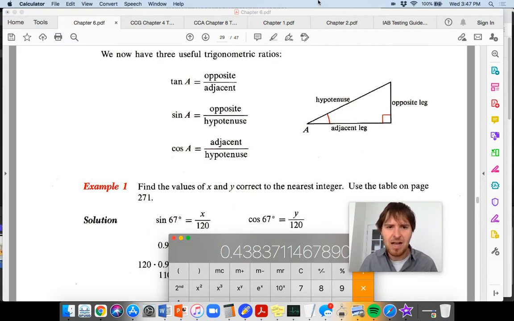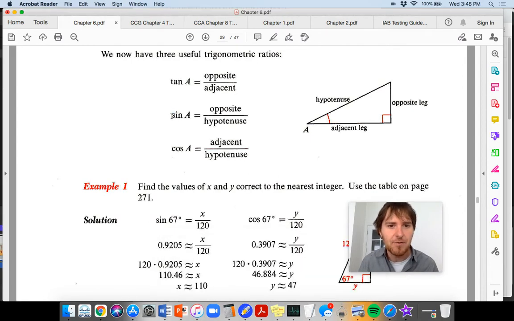Let me highlight it here, because I guarantee there are people wondering, why does he keep saying SOHCAHTOA? What does that mean again? The sine of a particular reference angle equals the opposite over hypotenuse ratio. Opposite over hypotenuse.